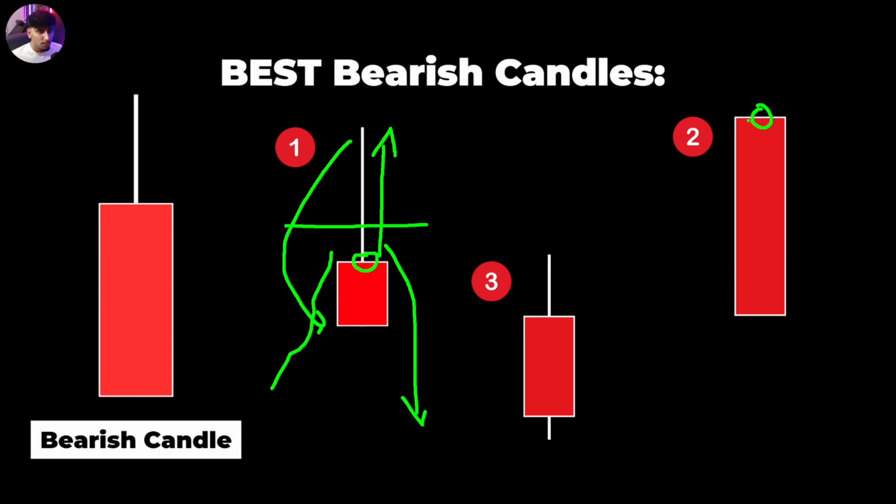Same with number two. We open up the candle here, we close it here, which means sellers were present the whole time. There were no buyers, and of course, this is going to be a bearish candle. And for number three, the only difference is this one has a lower wick compared to the first candle. However, this is still a strong retest to the downside.